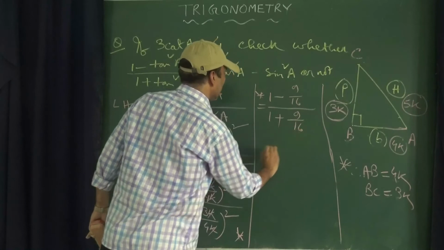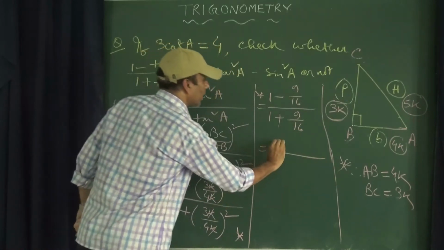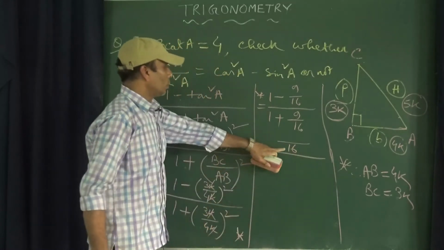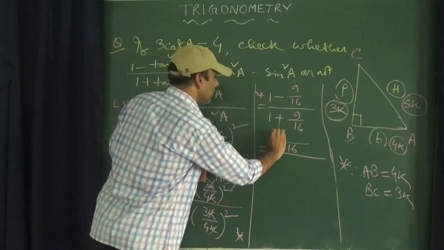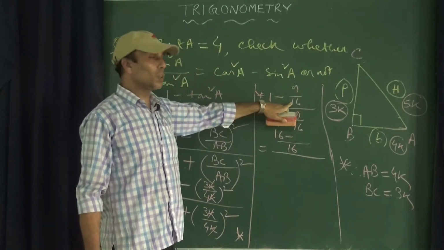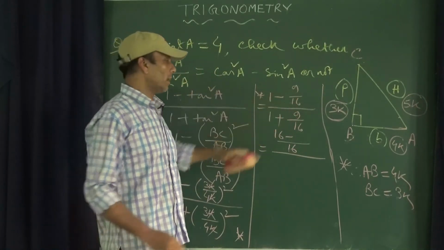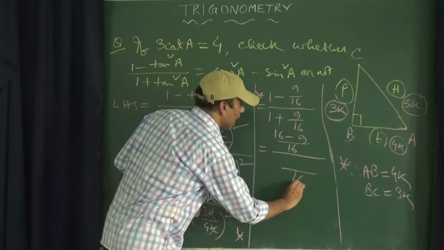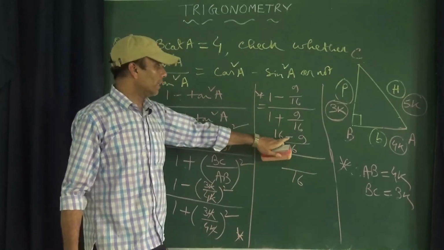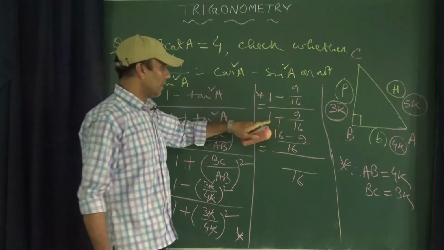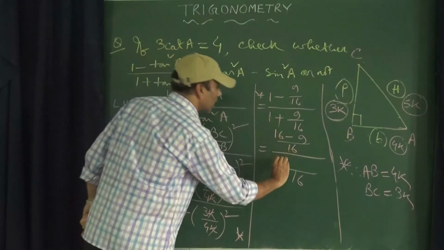Now LCM we will take in the numerator. LCM will be 16. So 16 into 1 will give us 16 minus 9. 16 divided by 16 gives 1, the quotient, into numerator 9. So 9 ones are 9. Again in the denominator LCM will be 16 and everything will remain the same. Only this minus sign we have to replace by plus, because here in the middle there is a plus sign. Rest will remain the same. So it will be 16 plus 9.